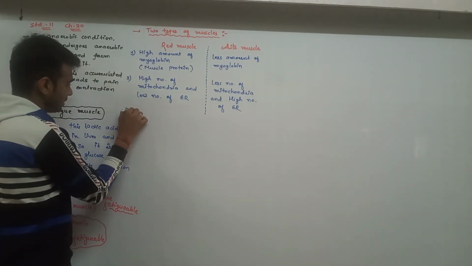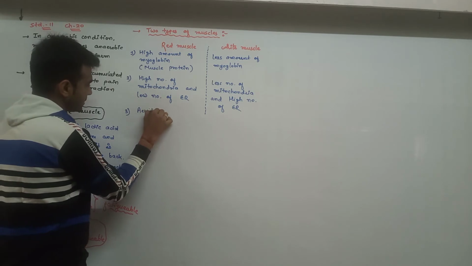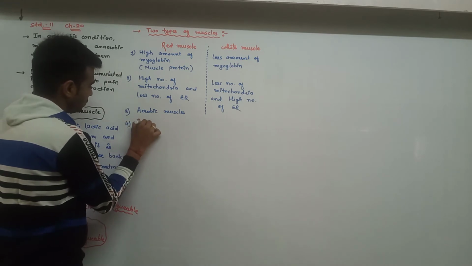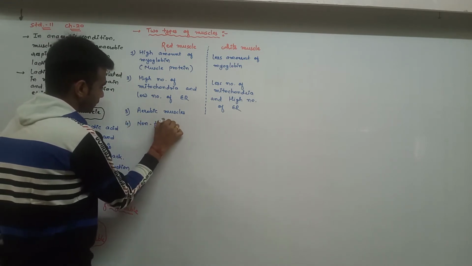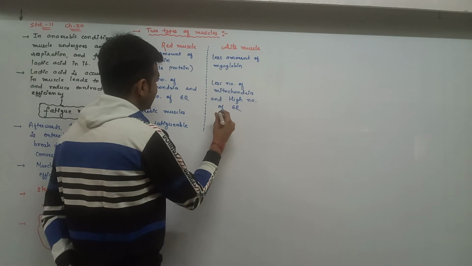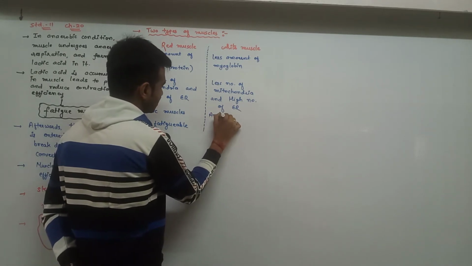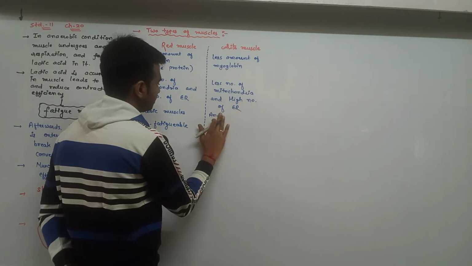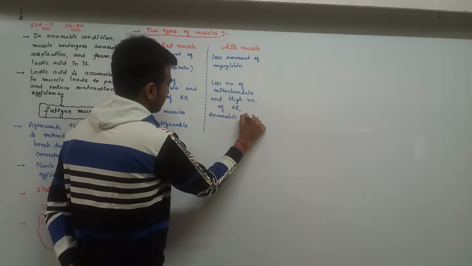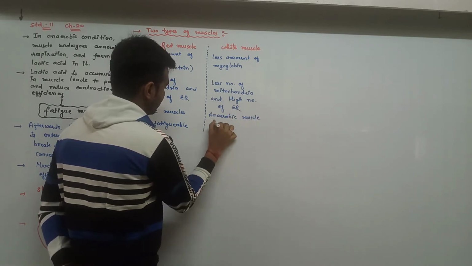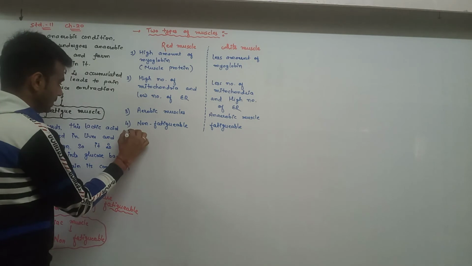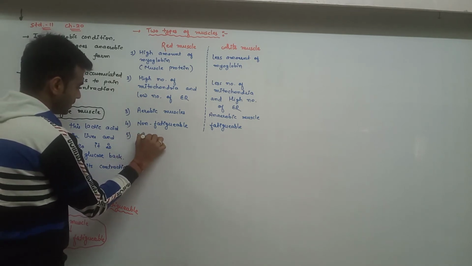Red muscles are known as aerobic muscles, so they are non-fatigable, whereas white muscles are anaerobic muscles, which are fatigable. And the last one is the example of it.